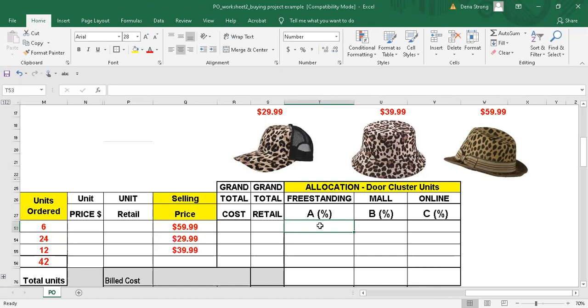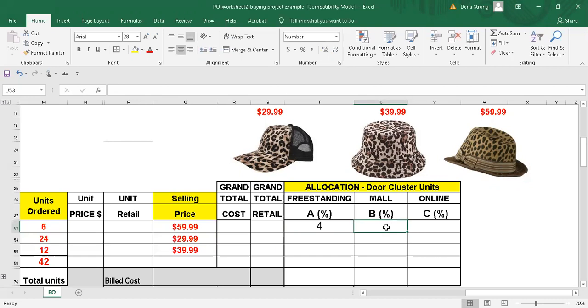So let's do this. Again, we are manually allocating the hats. Let's put 3 hats in our freestanding store, because this is the customer that likes a trendier look, and this is a higher priced hat out of the 3. So this customer is okay with paying higher prices for the merchandise. You know what? Let me change that. We bought 6 hats, so let me give 4 to the freestanding store.